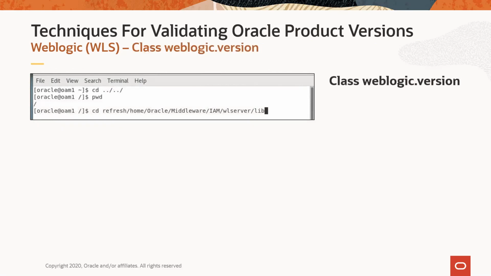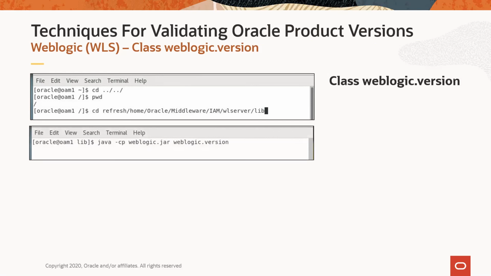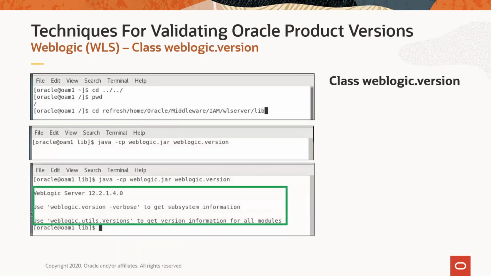To verify the WebLogic version by using the Java class weblogic.version, from a command prompt, change to the Oracle home /wlserver/server/lib directory. Execute the Java command as shown. This returns the version 12.2.1.4.0.